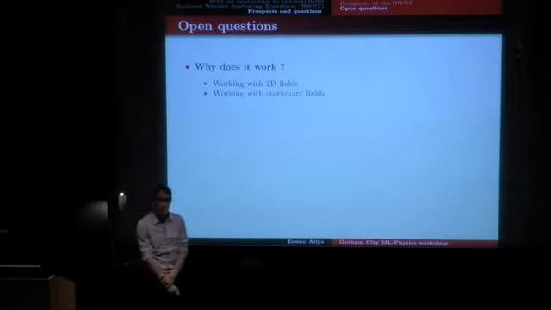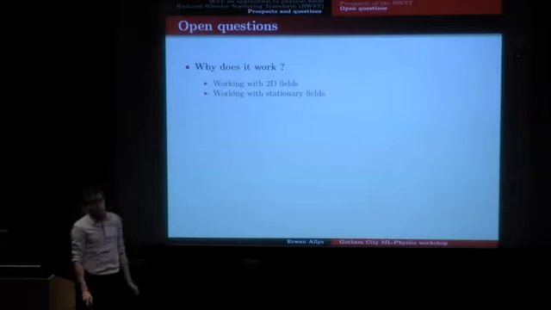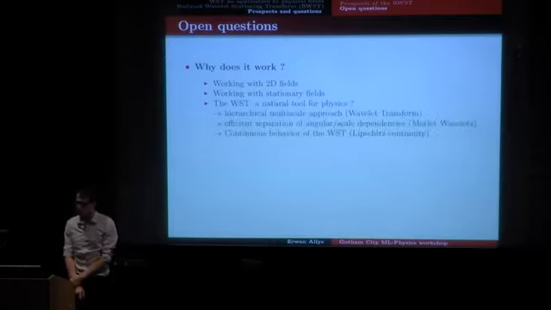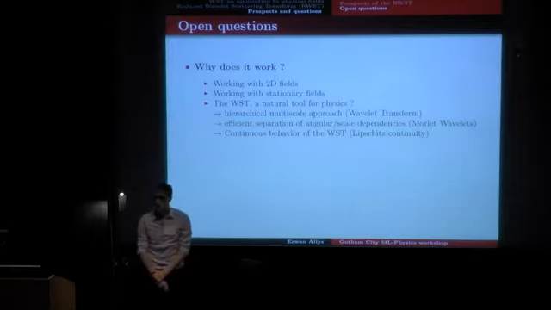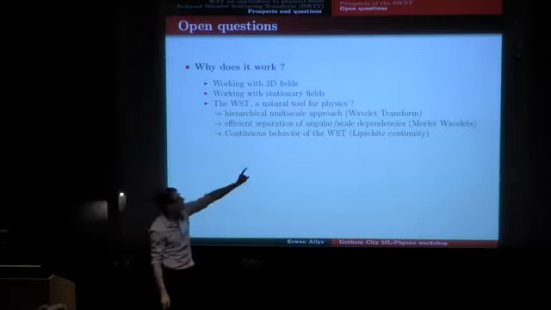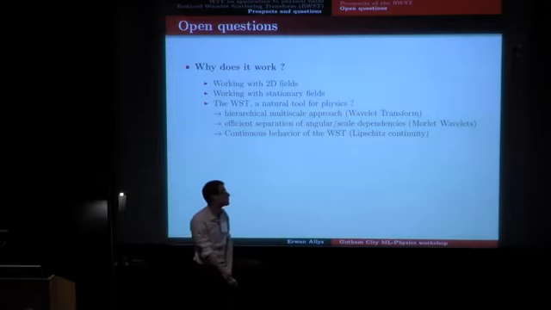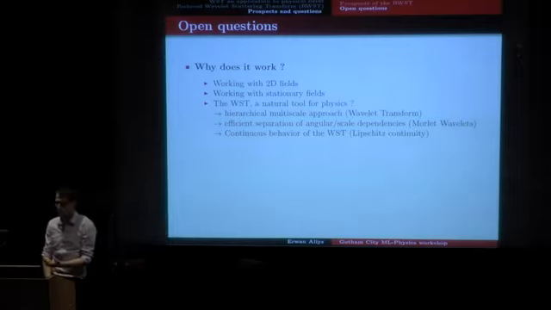So we work with two-dimensional fields. We cannot extend that to four-dimensional fields, or we could think about doing that in 3D, but in more dimensions it could be complicated. We work with stationary fields. Extending that to non-stationary statistics, as in observational data, is much more complicated. And it works maybe very well because we use the WST, which seems to be a very natural tool to do physics, thanks to its hierarchical multiscale approach, its efficient separation of angular and scale dependency, which is related to the use of the wavelet, and to the fact that the WST coefficients seem to have very continuous behavior, which can be related to the fact that the WST is continuous.